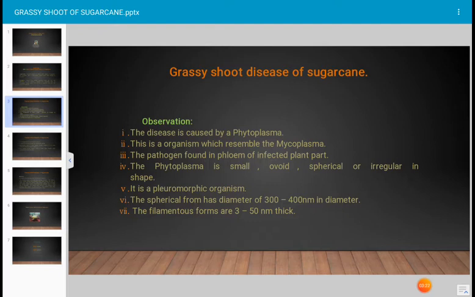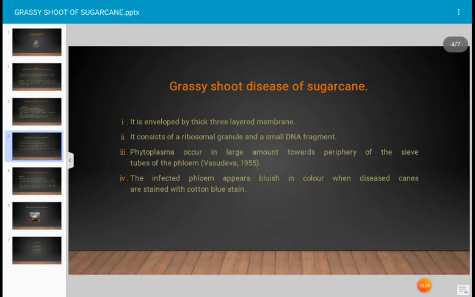This you have to write during the practical. After observation of the permanent slide, you have to write all these details of the pathogen. Okay, next. And again, these are the characteristics of the pathogen, that is phytoplasma.